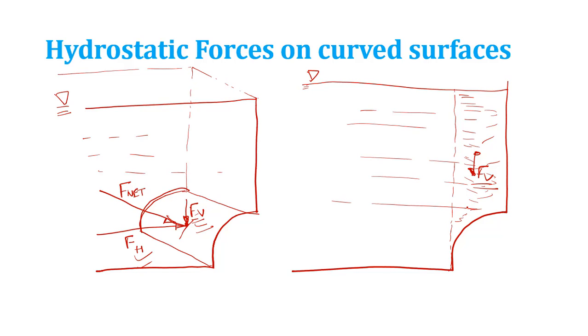So to evaluate Fv, it's very simple. You just see how much volume of water or certain liquid is there on the top of the curved surface, right? Till which point? Till you reach the free surface of that particular fluid, right? It's very important. So how will you evaluate Fv? Fv is nothing but rho g into volume. Volume of what? Volume of fluid above the curved surface till the free surface of that fluid.